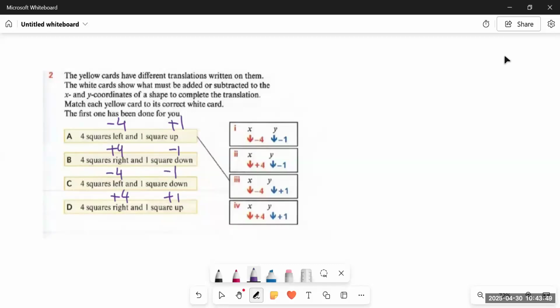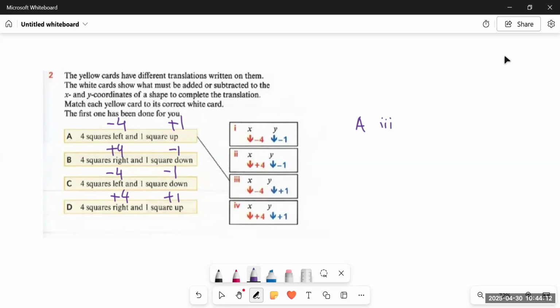Okay. So the white card shows what must be added or subtracted to the x and y coordinates of a shape to complete the translation. Now we just have to match each yellow card to its correct white card. Since we have already calculated each of these, it's easy for us to now match them. So for the first one, it has already been done. A is 3.